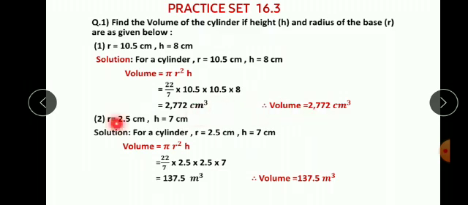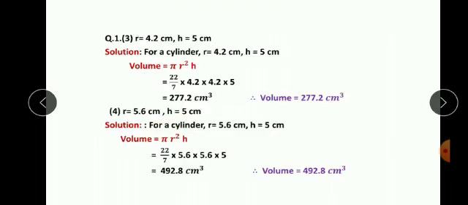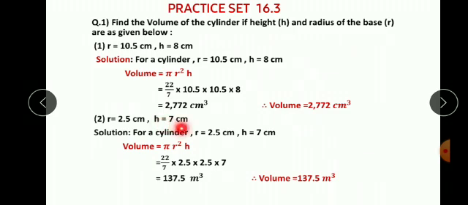Okay. Now second question, r is given as 2.5, h is given as 7 centimeter. So for the solution, for a cylinder we have to write the r and h values again. Now volume is equal to pi r square h. Substitute the values, 22 upon 7 into 2.5 into 2.5 into 7. So that will be 137.5 centimeter cube. Here centimeter is given, so centimeter cube. If it is meter, then meter cube. Here you have to give centimeter cube.